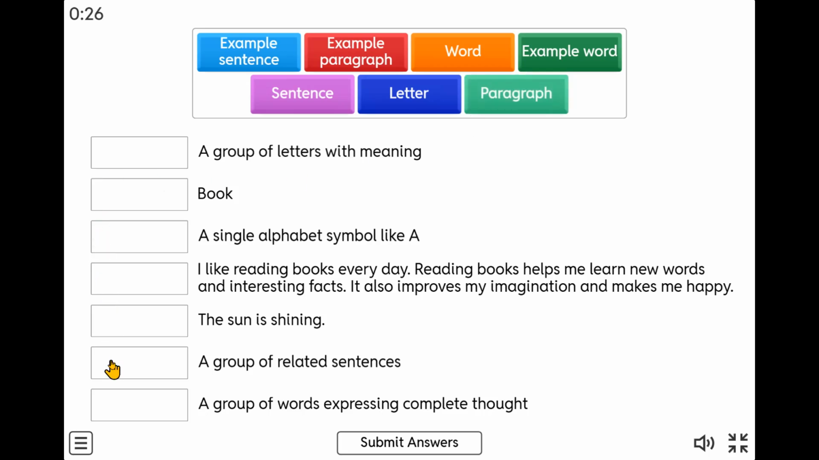Okay? ఓకే. For example, a group of letters with meaning. A group of letters with meaning ఏమవుతుంది? Word. అదొక word.